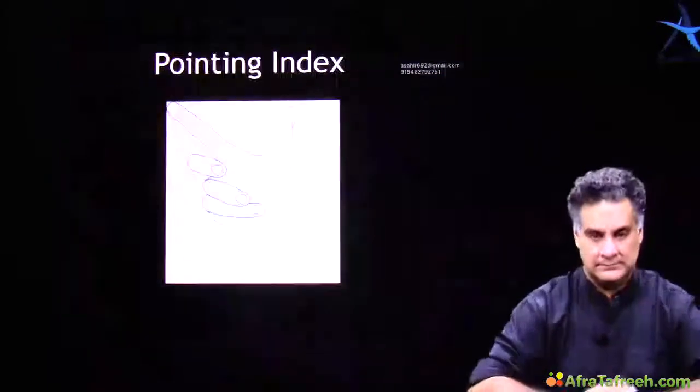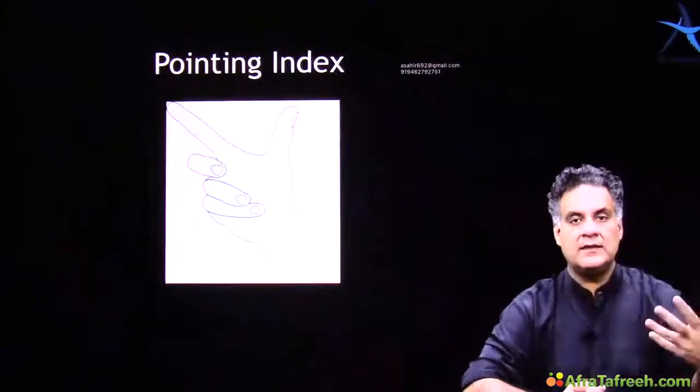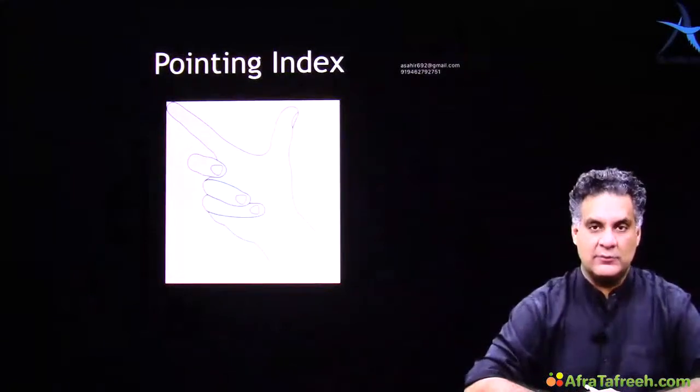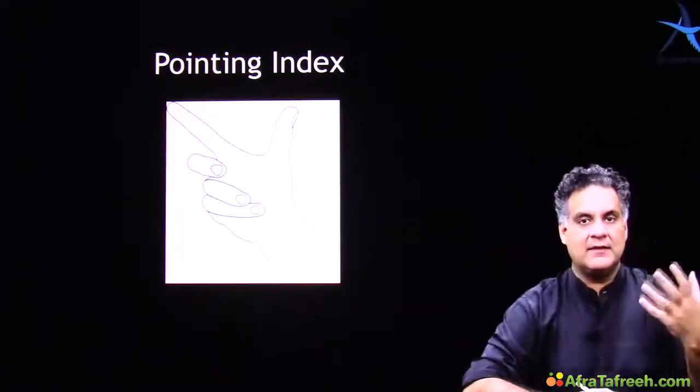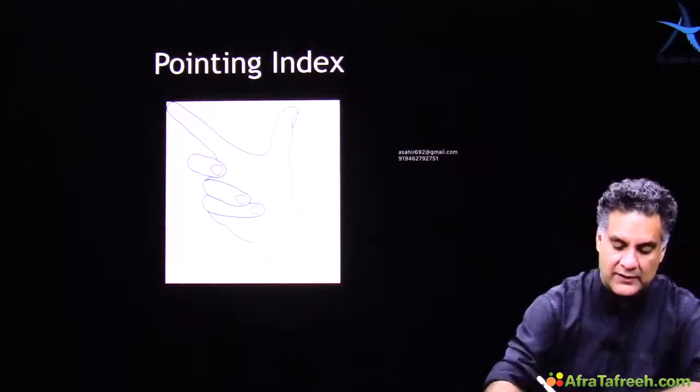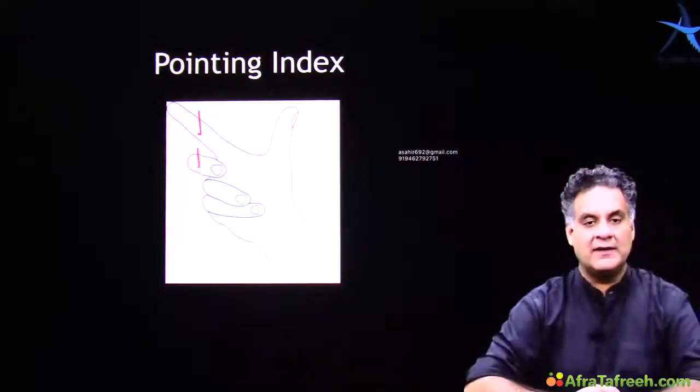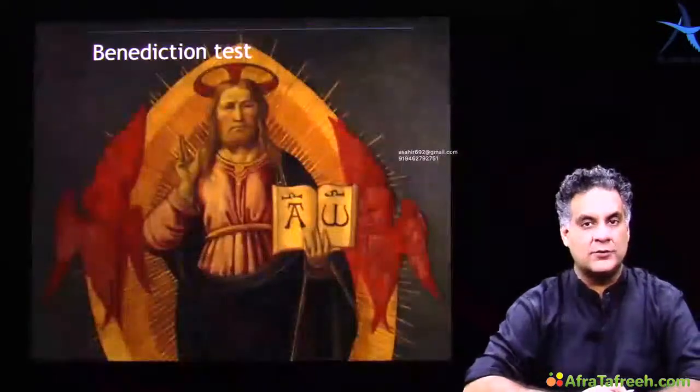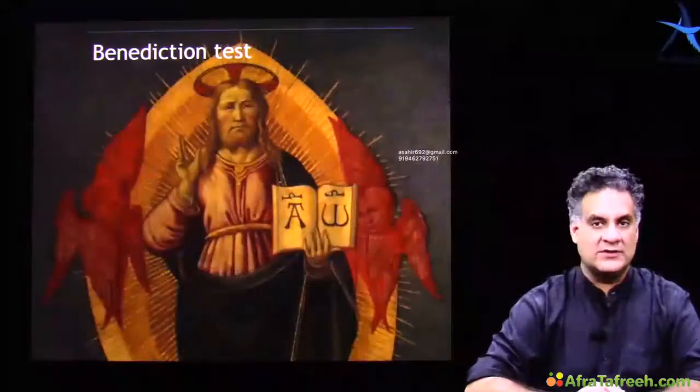Coming to the median nerve, if you ask a patient to make a fist and there is a median nerve palsy, the first two fingers don't flex. This is called pointing index. It's also called the benediction attitude. It's also called the Ochsner clasp test.